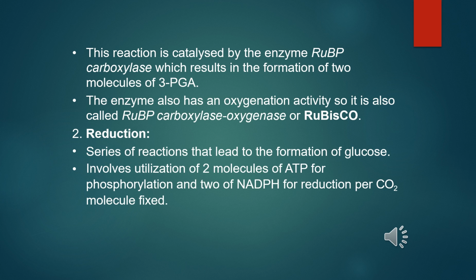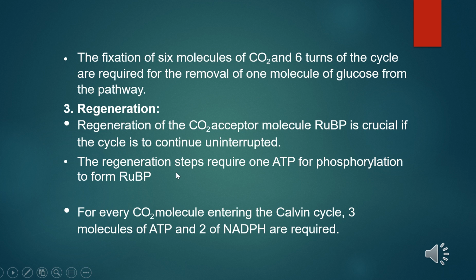So the next step is reduction. The series of reactions that lead to the formation of glucose involves utilization of 2 molecules of ATP for phosphorylation and 2 of NADPH for reduction per carbon dioxide molecule fixed. The fixation of 6 molecules of carbon dioxide and 6 turns of the cycle are required for the removal of 1 molecule of glucose from the pathway.